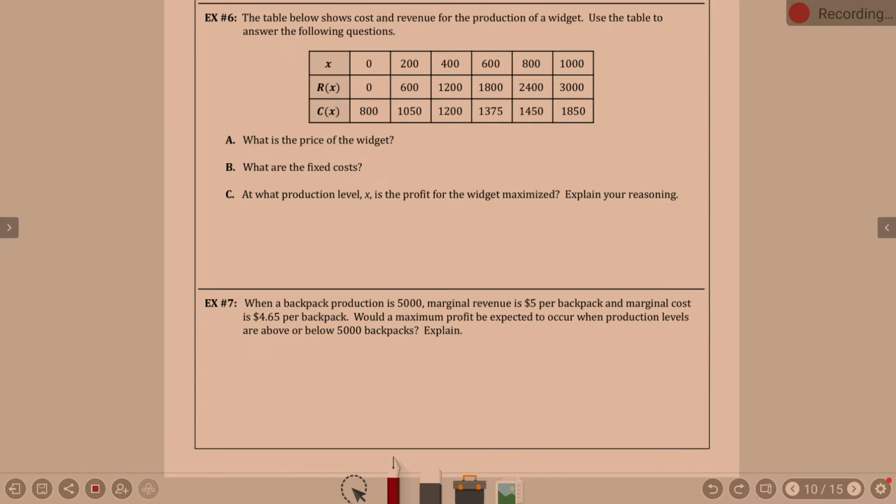Okay, example 6. The table shows cost and revenue for the production of a widget. Use the table to answer the following questions. So we have a table. X represents the production of a widget, how many units of widgets. R for our revenue, C for cost. What is the price of the widget? How are we going to find the price of a widget?